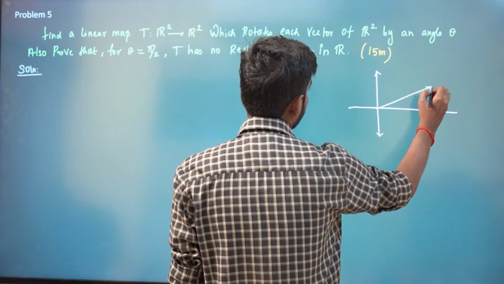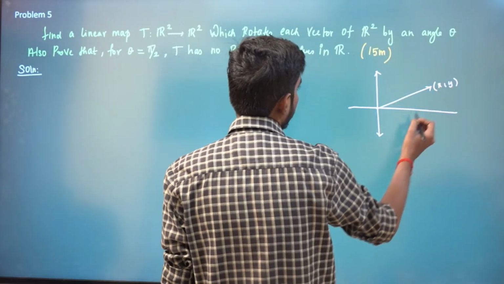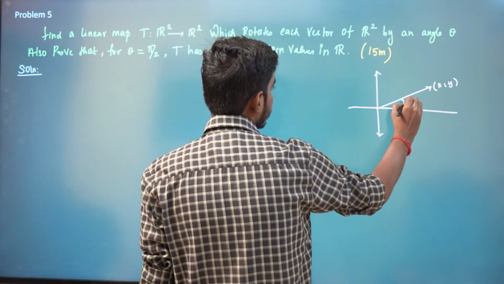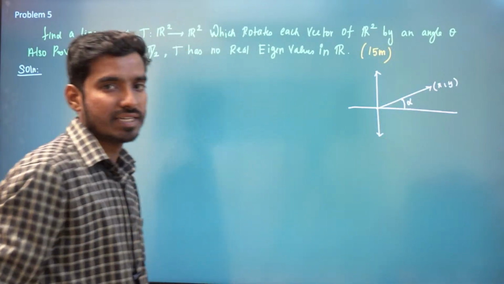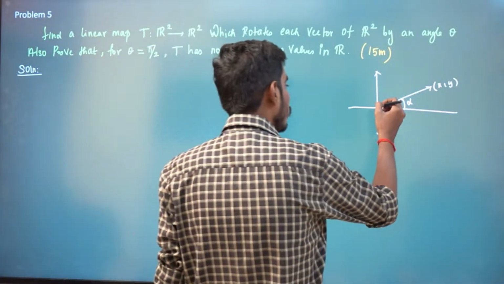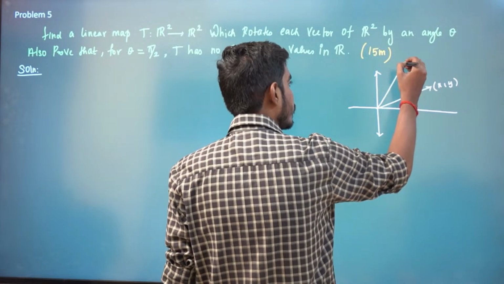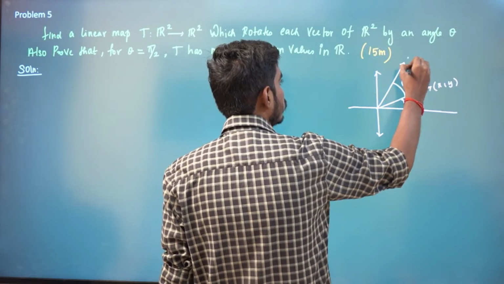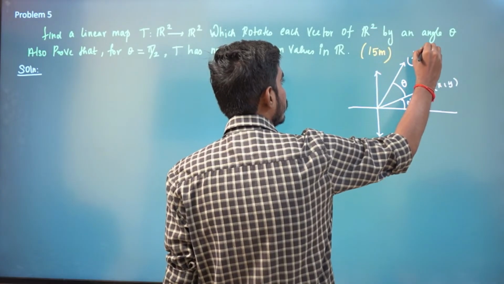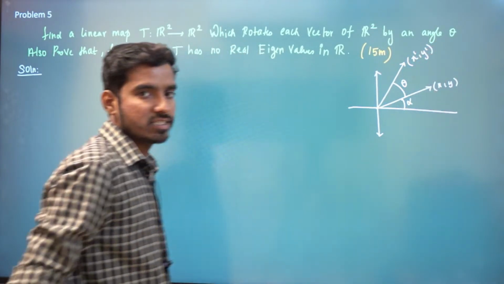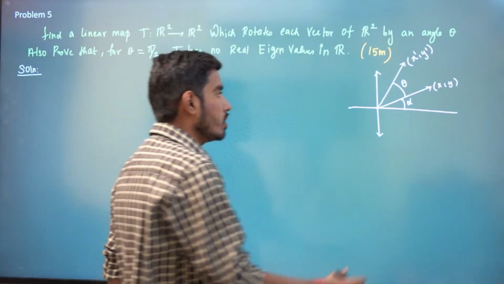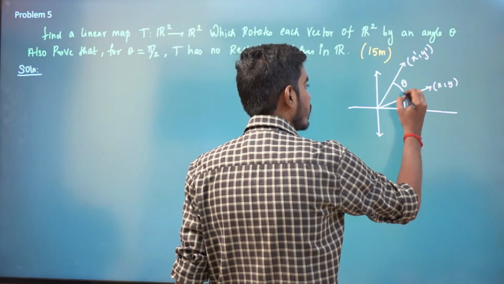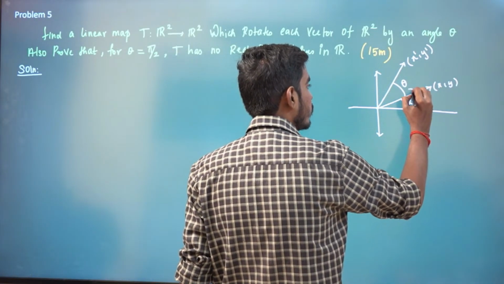So we have a vector x comma y. Let us say it makes an angle alpha with the positive x-axis. Now we are rotating this vector by an angle theta, right? This will be a new coordinate which is x dash comma y dash. So let us say this length is r.